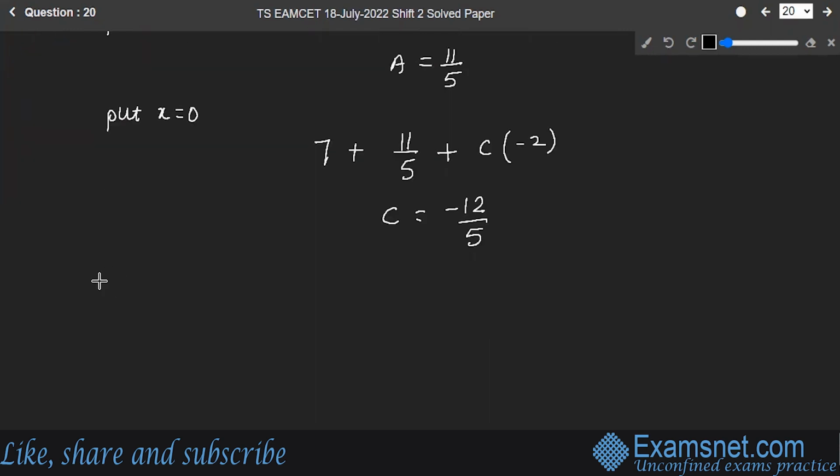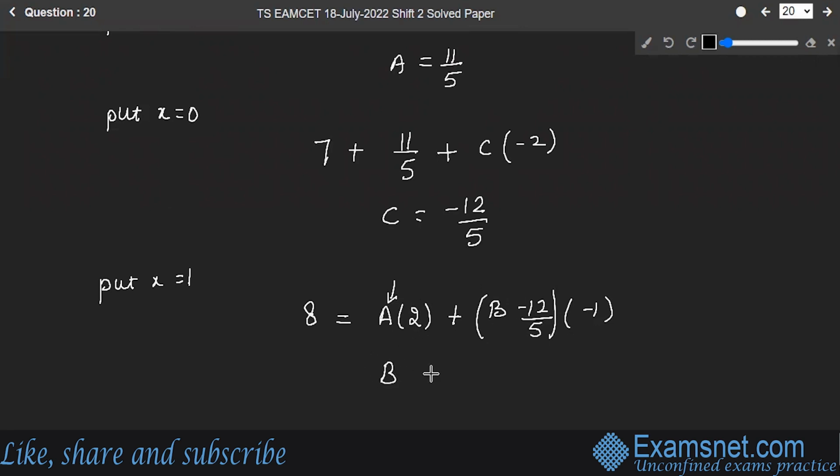Now let's put x is equal to 1. So if x is equal to 1, this is equal to 8 is equal to a into 2, which is actually equal to 11 by 5 into 2 plus b plus c. So b plus c was minus 12 by 5 into minus 1. Which on solving, you will put the value of a as 11 by 5. So ultimately, you will get the value of b as minus 6 by 5.